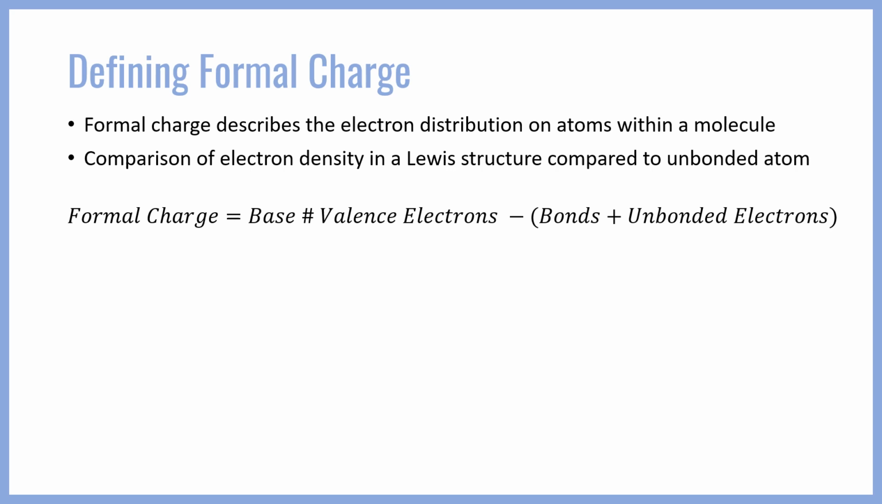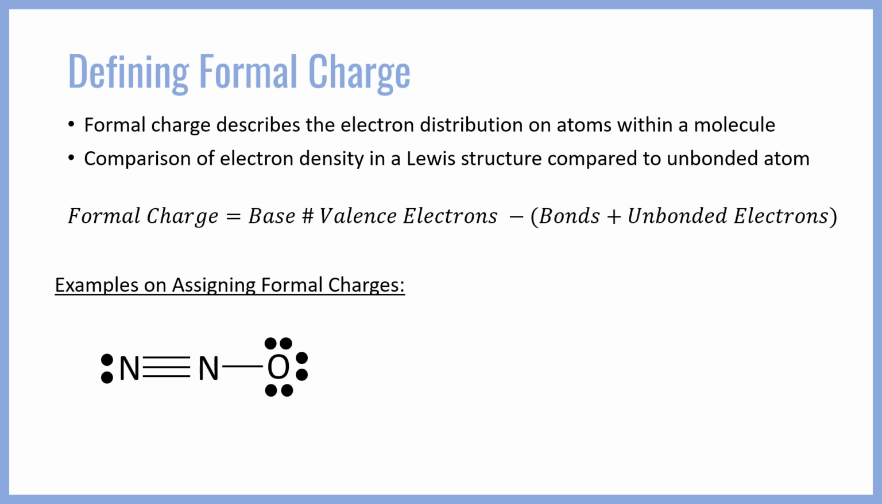And the number of electrons ascribed to it in the Lewis structure is the number of bonds plus the number of unbonded electrons. We assume that each bond contributes one electron to that structure, not two, because it's shared, so we say that it gets half a bond, plus the number of unbonded electrons, since those are all localized on that atom. So the formal charge is the base number of valence electrons minus the number of bonds plus unbonded electrons. Let's just do an example because that's the best way that we can visualize this.